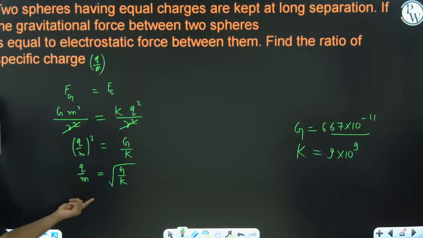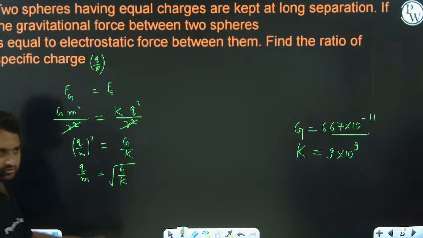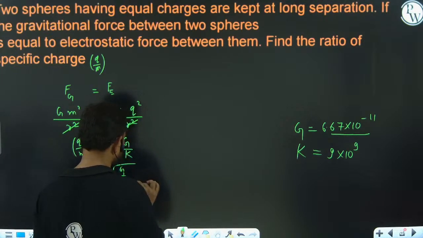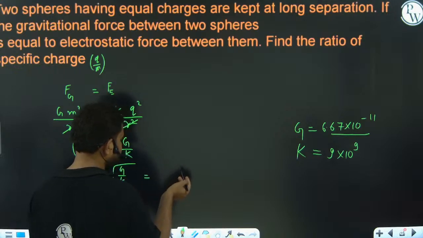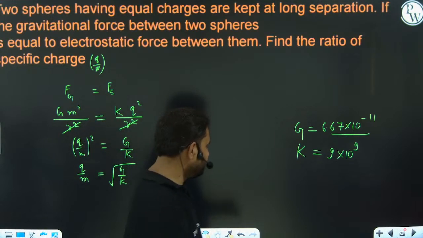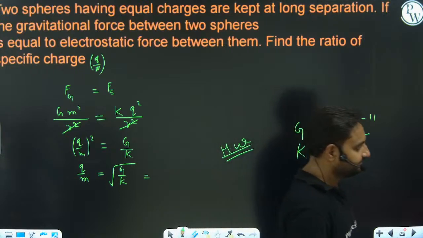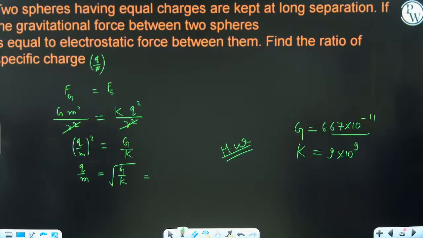The final unit will be charge per mass, coulomb per kg. So from here you can calculate and this will come to some value. It is your homework. Find out this value in homework. I will not do calculations for you.